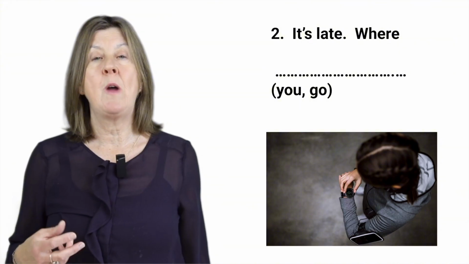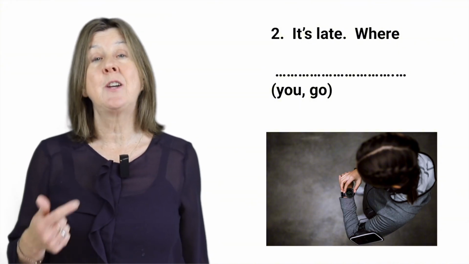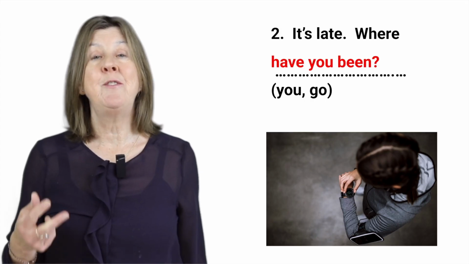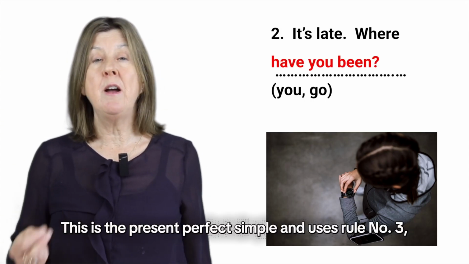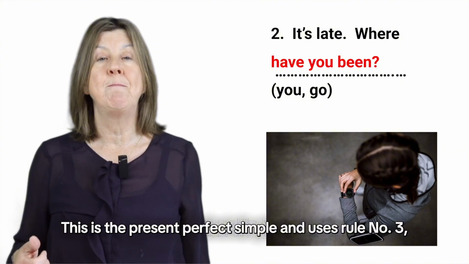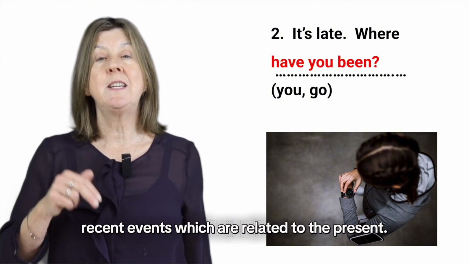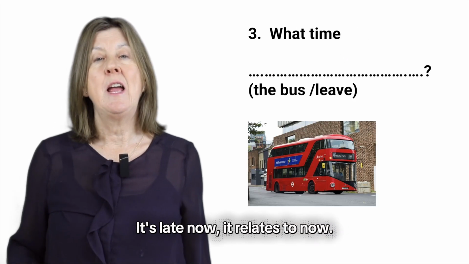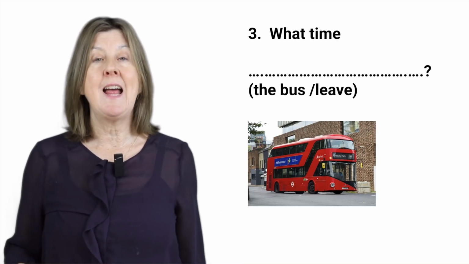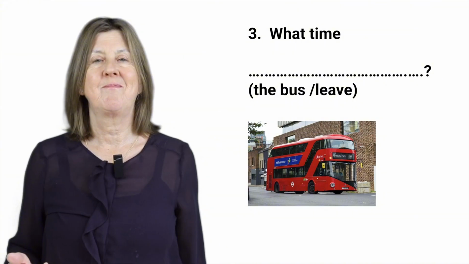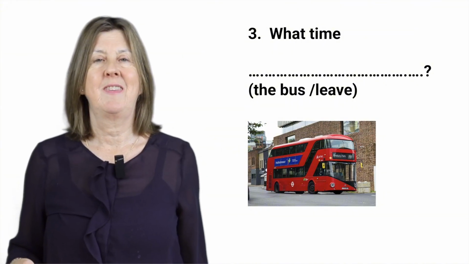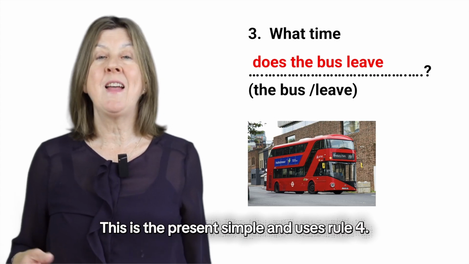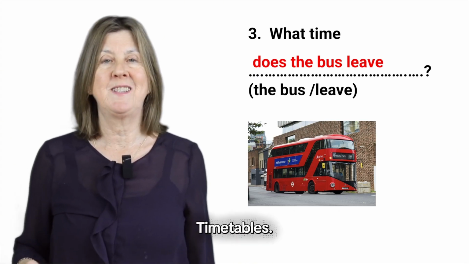2. It's late. Where blank. Use you and go. Where have you been? This is the present perfect simple and uses rule number 3, recent events which are related to the present. It's late now. It relates to now. 3. What time blank, use the bus and leave? What time does the bus leave? This is the present simple and uses rule 4, timetables.